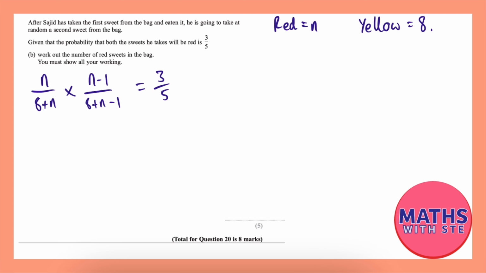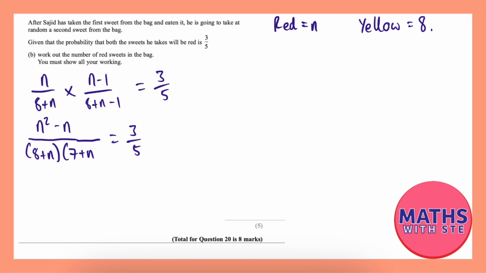And that is equal to 3/5. So first off, I'm just going to neaten up the left-hand side of this equation. So n times n minus 1 is going to be n squared minus n, isn't it? So I'm going to put n squared minus n over 8 plus n, in brackets for now, and then 8 plus n minus 1 is 7 plus n, isn't it? 7 plus n. And that is equal to 3/5.